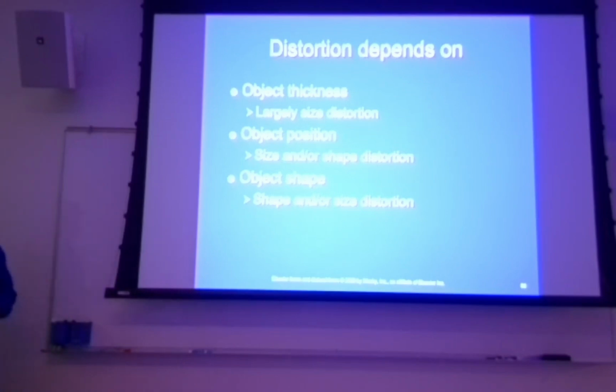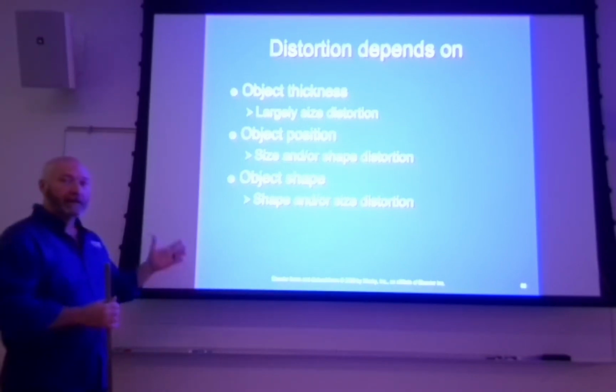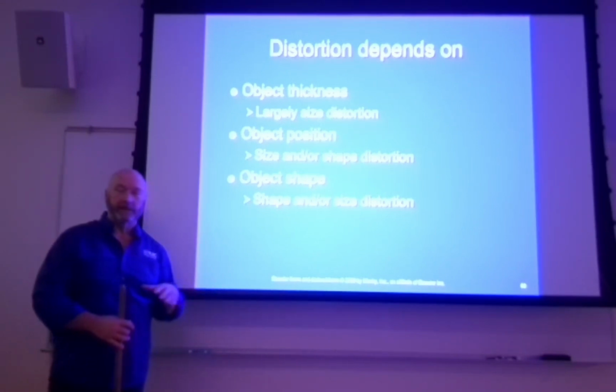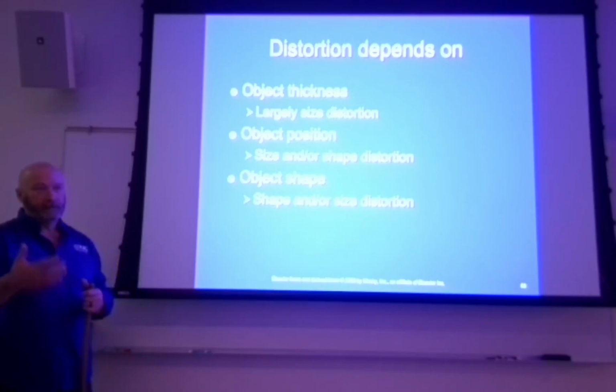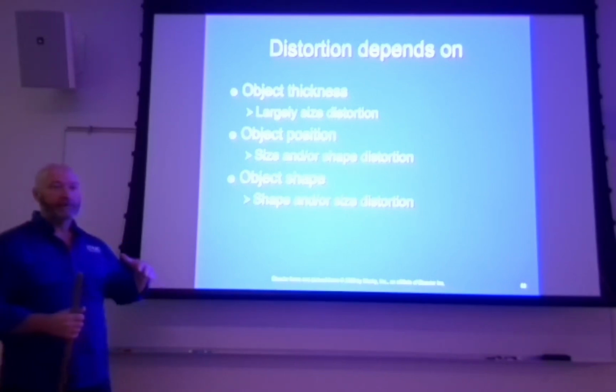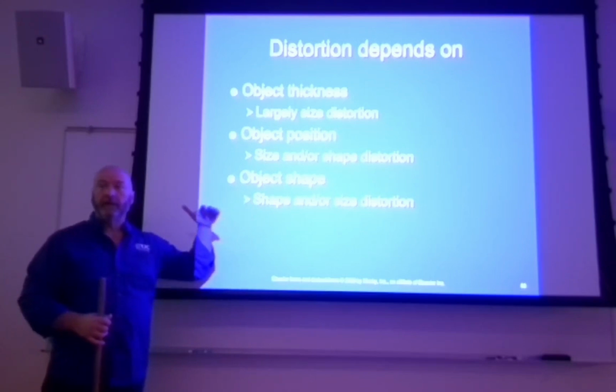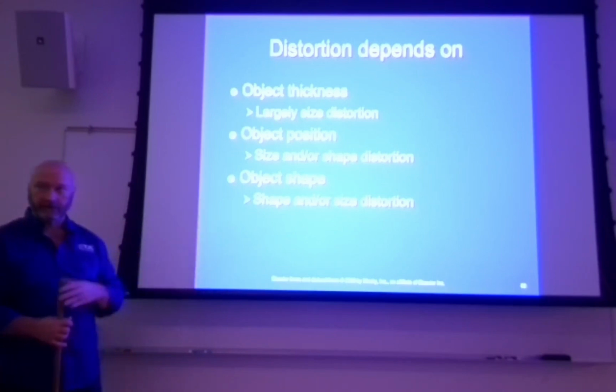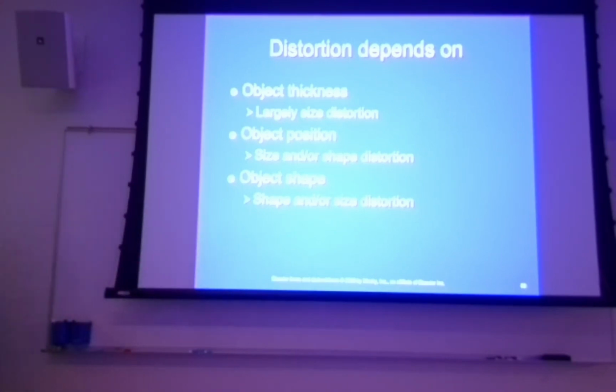distance. So what that's going to affect is OID, but also if you're doing any kind of exam where you have to put a central ray angulation on the anatomy, or angulation on the tube, the anatomy is going to be projected further away because we have a greater distance. So the OID is going to be greater, and therefore the projection is going to be further away. So it depends on object thickness, object position, where it is in relationship to the image receptor, and object shape.